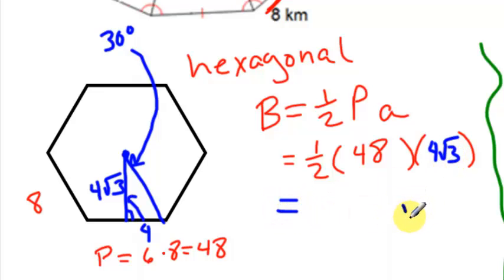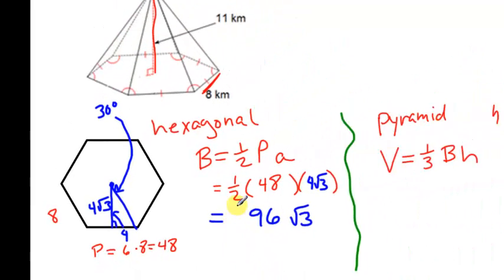And keeping it in terms of radical 3 to keep everything nice and precise, this half of 48 times 4 is just going to give me 96. So 96 radical 3 for the base area.